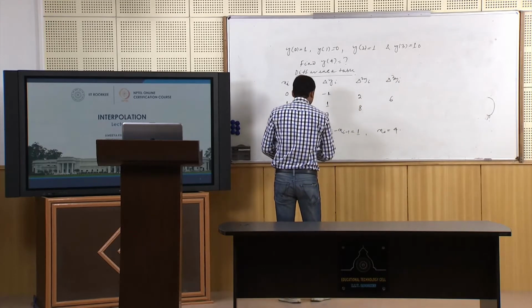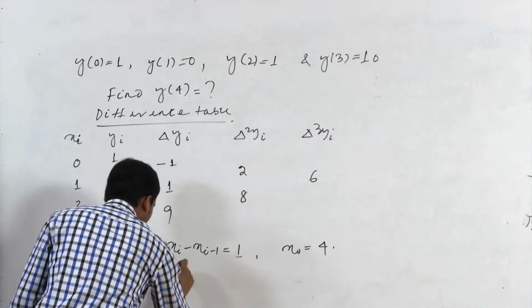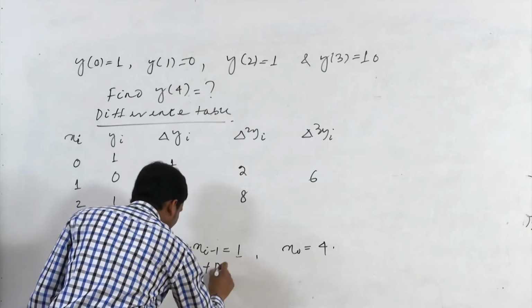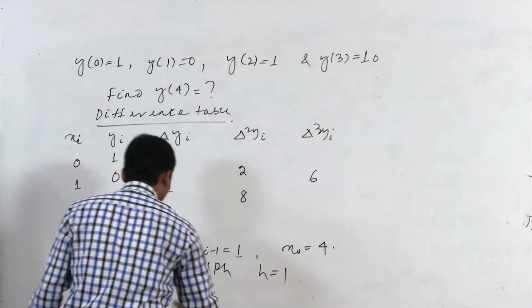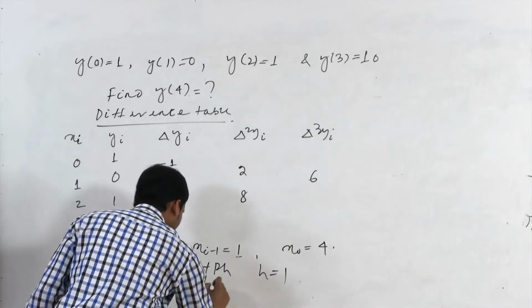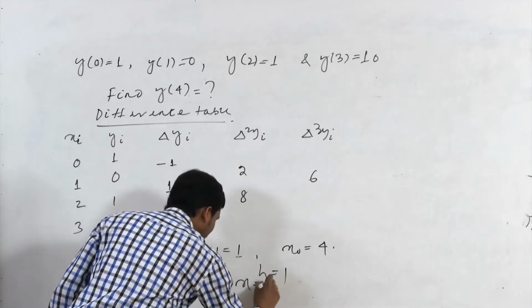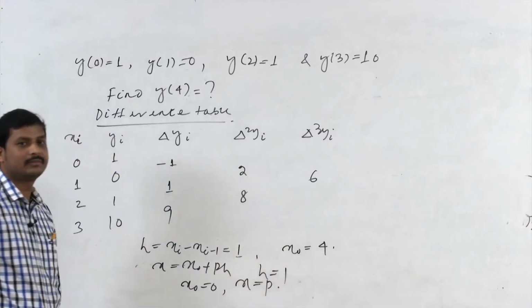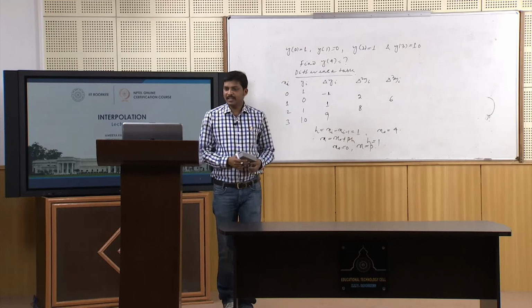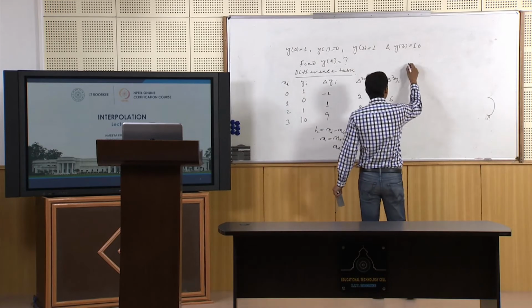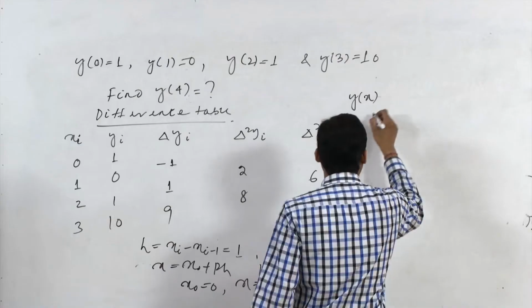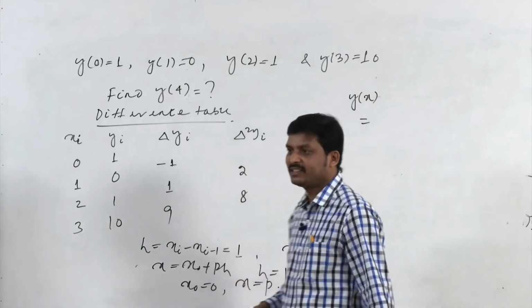Since x is asked to compute, x equals x0 plus ph, and h is 1, so we can just write x0 equals 0 here. That is why x equals p here. So if h equals 1 and p equals x, we can obtain this function y of x in the form of a polynomial that can be expressed in the form of x here.